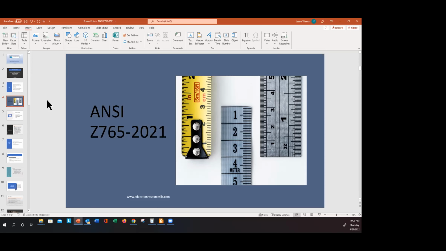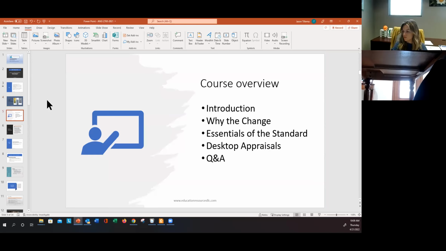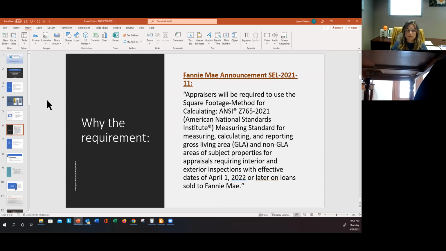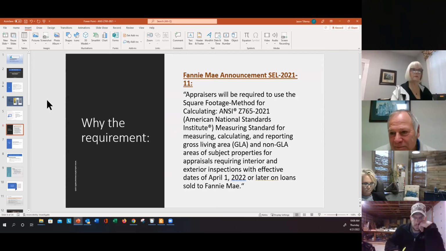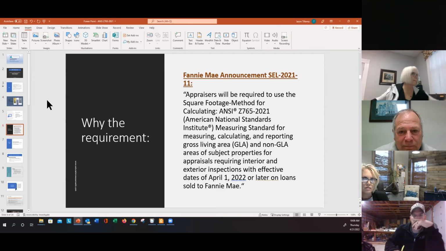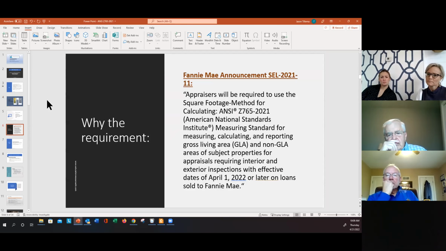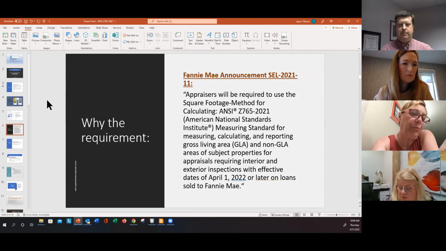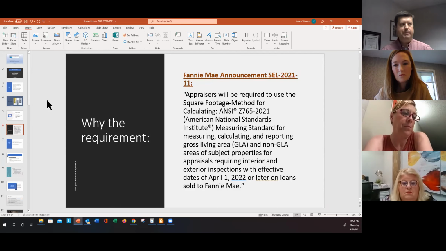And so on December 15th, Fannie Mae made this announcement that as of April 1st, any loan with an effective date of April 1st or later, the home would have to be measured to the ANSI standard. And so it's important to recognize that only Fannie Mae is asking for this right now. They're the only ones who are requiring it.